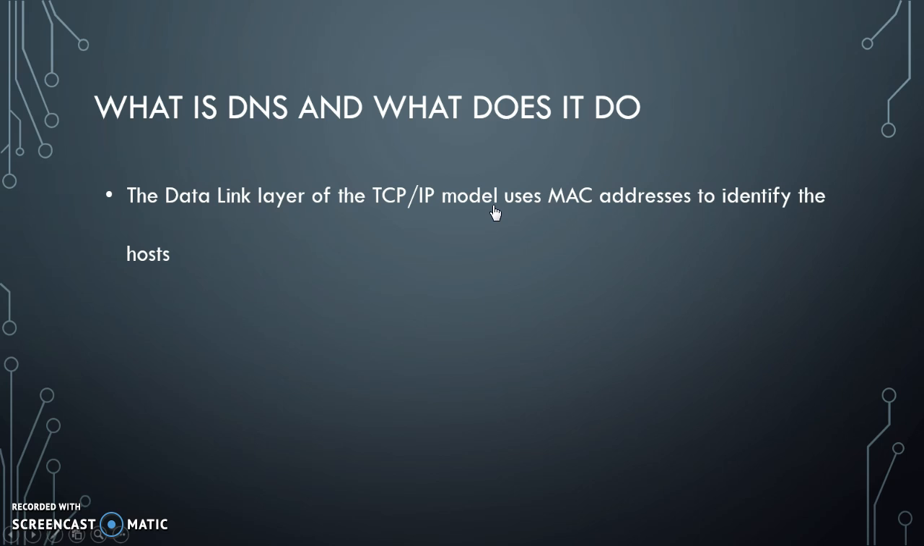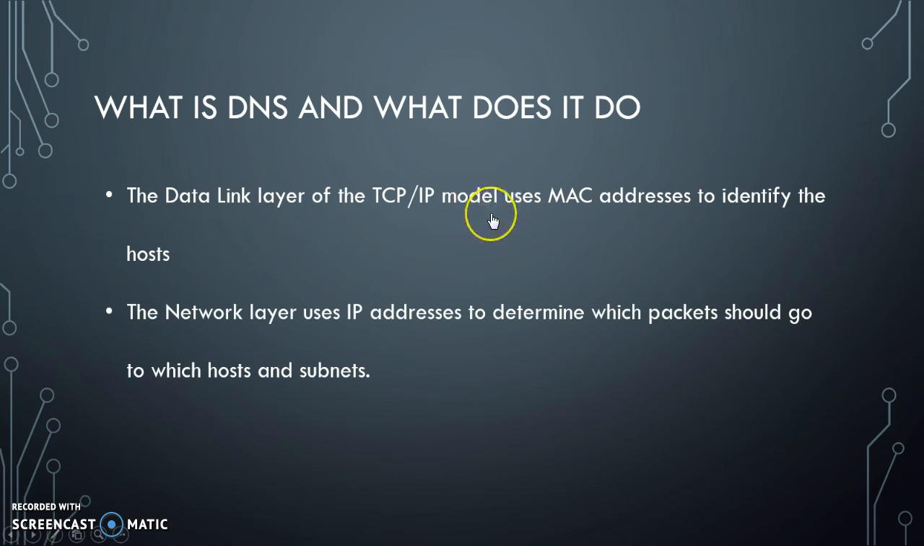Starting out, we have the data link layer, and at that data link layer, the switches use the MAC address of the host to identify the sender and the receiver. The switch uses this information to deliver the packets out the correct interface. A little bit higher in the stack, we have the IP address in the network layer.